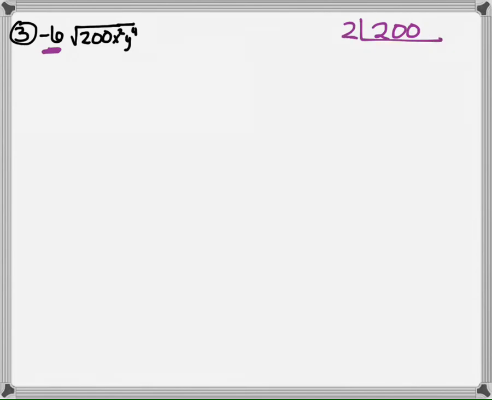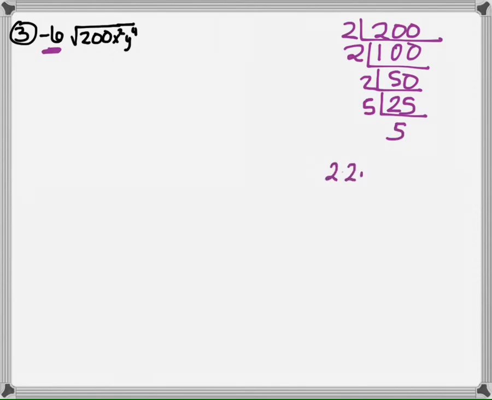and divide it by 2. And that gives me 100. And somebody might know that 100 is 10 squared, and that's fine. If you want to go to that step where you know both those numbers, that's fine. Or if you did not know that, let's go ahead and keep going with the primes. Divided by 2 gives me 50. Divided by 2 gives me 25. Divide that by 5 gives me 5, and 5 is prime. So I'm going to write down my factors. 2 times 2 times 2 times 5 times 5. And then I had x times x, and y times y times y times y.